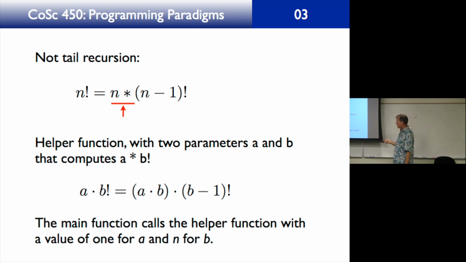So the helper function is the a times b minus 1 factorial part? The helper function is going to have two parameters, a and b, and it will compute a times b factorial. Which one? What is the helper function? Yeah, it's an additional function that we write in addition to the original factorial function.